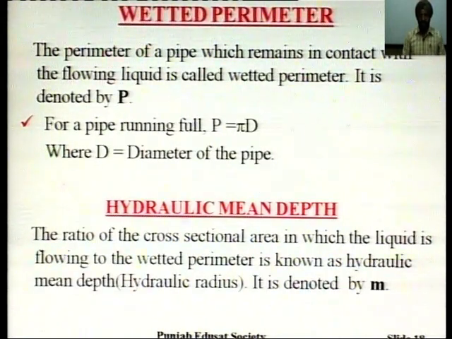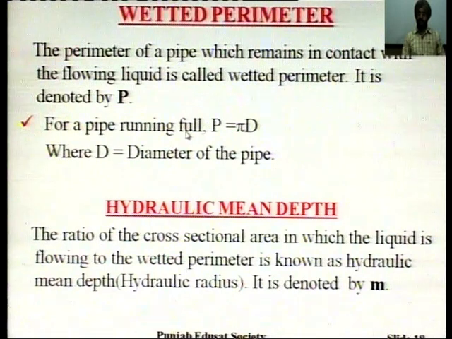Now some more technical terms: the wetted perimeter. Now what is wetted perimeter? The perimeter of a pipe which remains in contact with the flowing liquid. Repeating once again, the wetted perimeter is the perimeter of a pipe which remains in contact with the flowing liquid, and it is denoted by capital P.